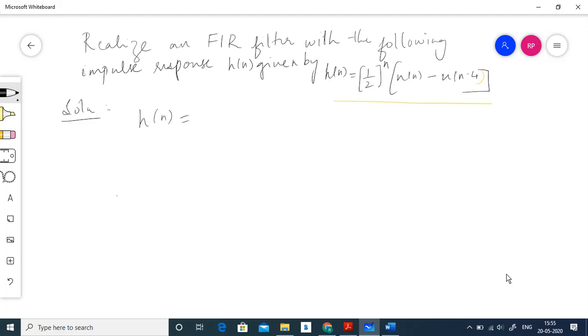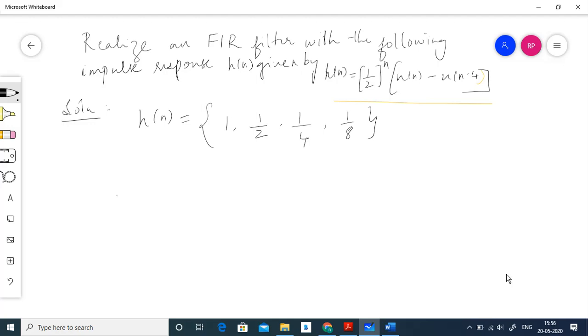h of n is equal to, see here, what is the first value of n? n is 0. If you substitute n is equal to 0, something power 0 is 1, and then the next value of n is 1. 1 by 2 whole power 1 is 1 by 2 only, and then 1 by 2 square, 1 by 4, and 1 by 2 whole power 3, you will get 1 by 8. So these are the values you will get if you substitute for h of n, as per this particular equation.